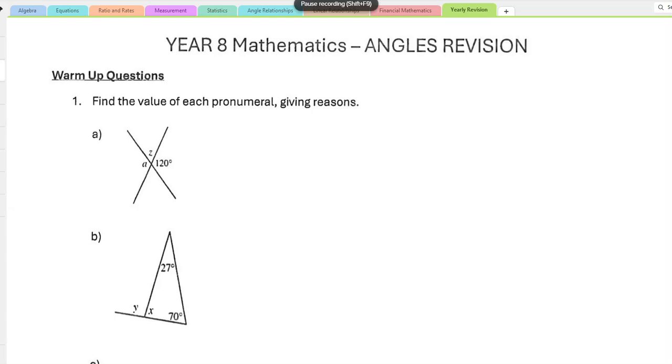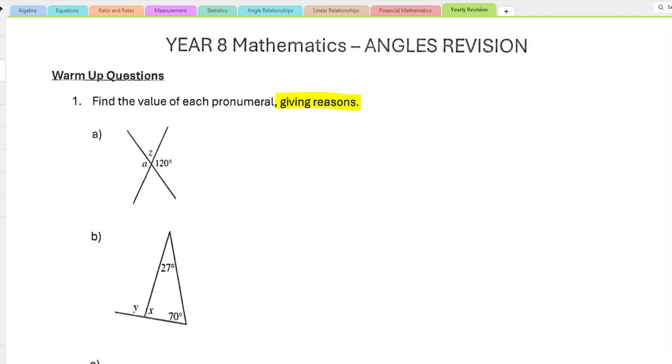Hello, Year 8. Today we are doing angles revision. So the important thing in each of these warm-up questions is that if it says to give reasons, you must justify giving reasons for each of your answers.